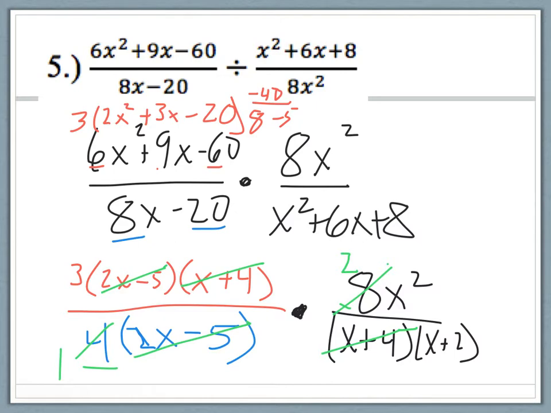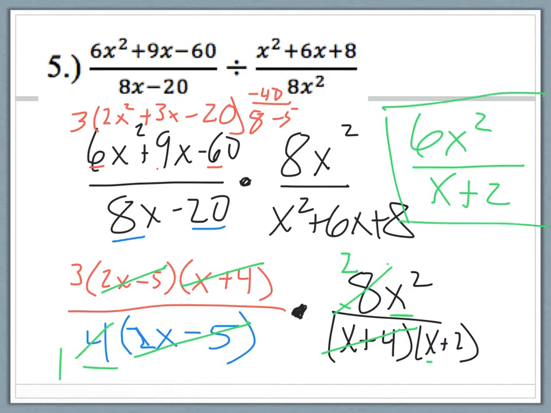Okay, so I can't do this x squared and this x because x plus 2 is a package deal. So let's just multiply what we have left. Well, 3 times 2 is 6, so I have 6, and then x squared over just this x plus 2. I had to write up here because I ran out of space at the bottom, but that's our answer right there.